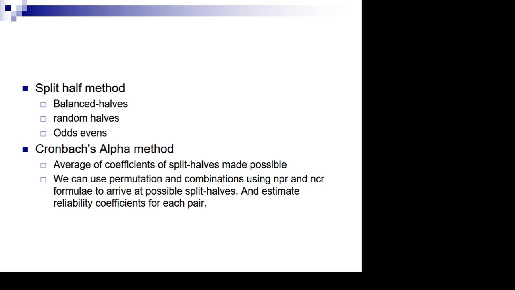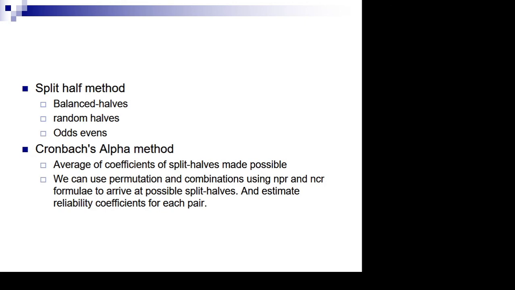In split half method, we will split our scale items into two halves. The first one is called balanced halves. For example, I have developed a scale to measure customer loyalty, which consists of 25 questions. These 25 questions will be divided into two halves, that's why it's called balanced half: the first 12 items and the last 13 items.